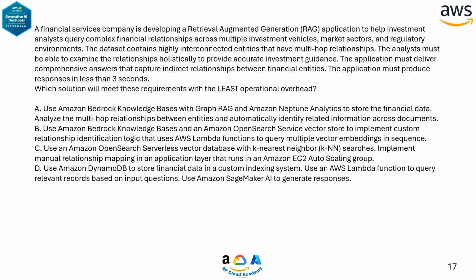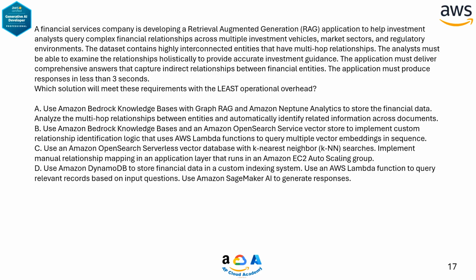A. Use Amazon Bedrock knowledge bases with Graph RAG and Amazon Neptune Analytics to store the financial data. Analyze the multi-hop relationships between entities and automatically identify related information across documents. B. Use Amazon Bedrock knowledge bases and an Amazon OpenSearch Service vector store to implement custom relationship identification logic that uses AWS Lambda functions to query multiple vector embeddings in sequence.